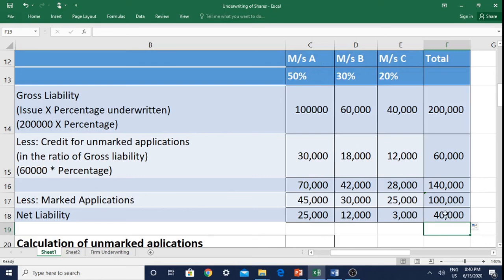Out of 40,000, how much is to be taken by A? It is 25,000, and we have 40,000. In that, 12,000 will have to be taken by B, and C will have to take up 3,000. So this is how we calculate the underwriter's liability in the case of open, that is pure underwriting, and also the full underwriting agreement. Thank you.